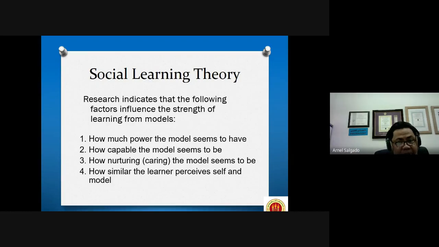You see how similar the learner perceives self and model. They will look into the connection between you and them. Okay, that's how powerful you are. And basically, your student will imitate you. Your student will copy you. So you have a very powerful influence.